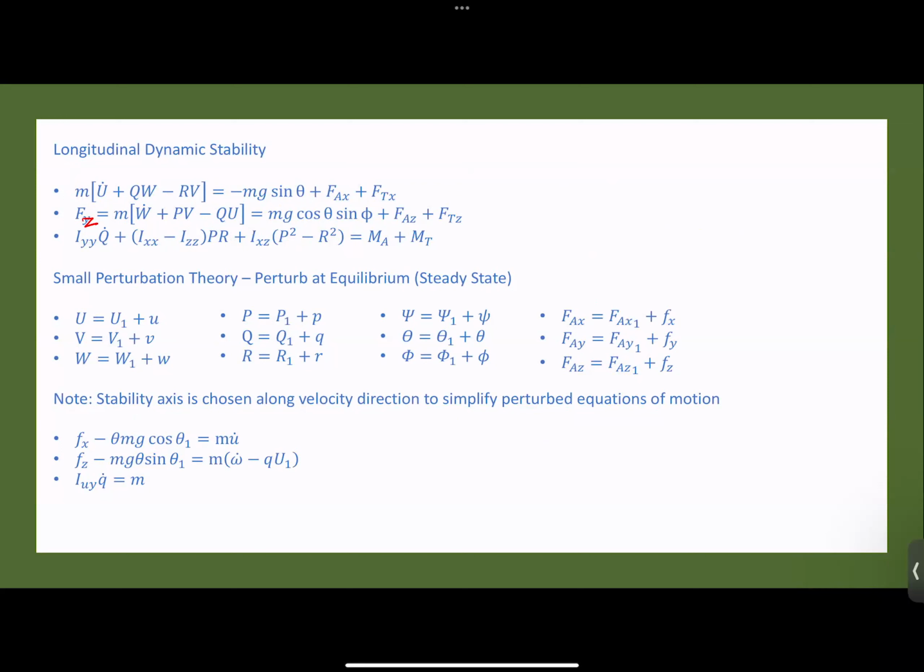Then we introduced something known as small perturbation theory to study this dynamic stability. What is small perturbation theory? You take some point, some equilibrium point. For an aircraft, what is the equilibrium point? What is the equilibrium point for an aircraft?